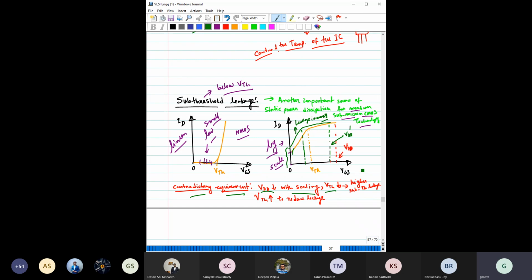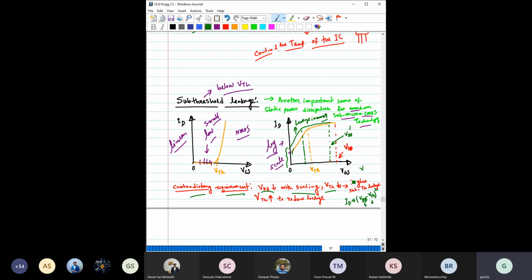remember the current ID is proportional to VGS minus VTH square. Say we are considering the long channel, but just to give you an idea. So current is proportional to VGS minus VTH. So what is VGS? VGS is VDD. Maximum current is at VDD. Right, so let us write VDD minus VTH, that is square. So if you are reducing VDD, if you do not reduce VTH, then this current will also reduce. Right. So as a result, you have to reduce VTH.